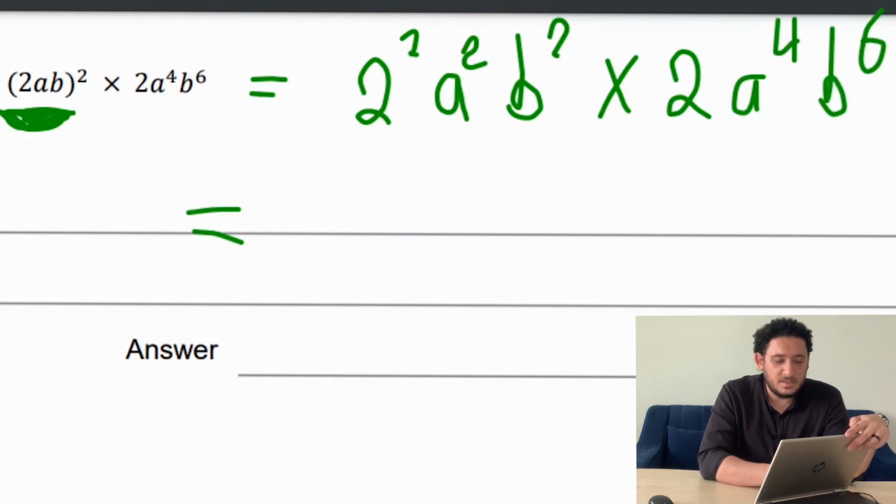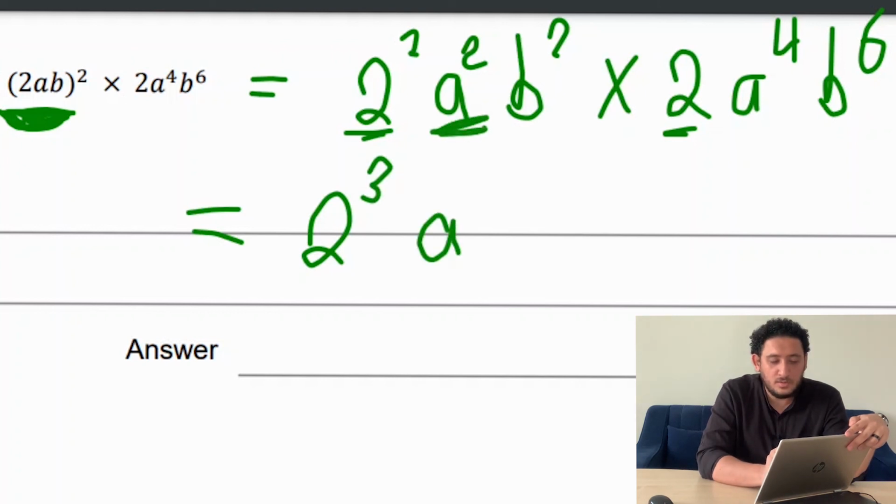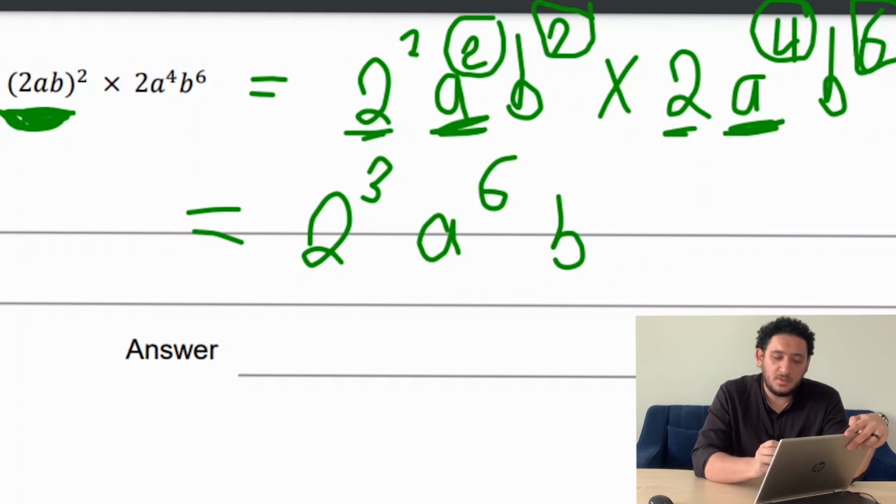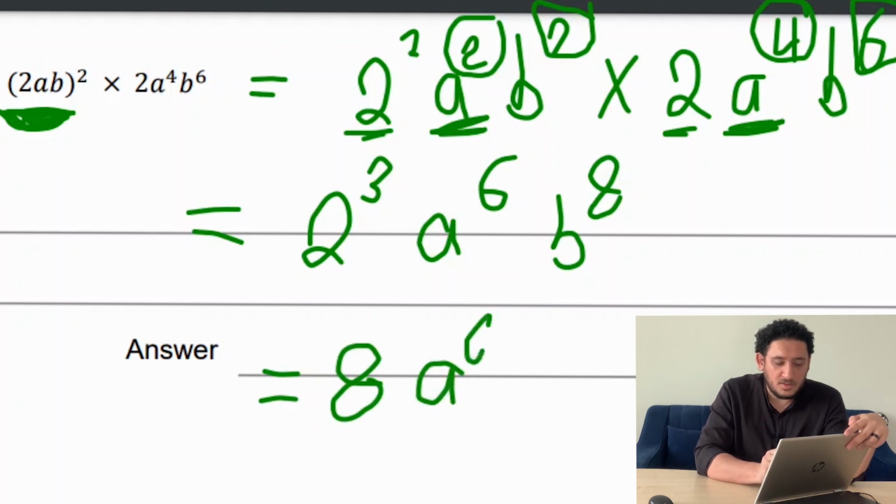Now we can multiply 2 power 2 by 2. It means 2 power 3. A power 2 is multiplied by a power 4. We can add, of course, the powers or the indices here. It will be a power 2 plus 4. 2 plus 4 means 6. B power 2 and 6. 2 plus 6 equals 8. So the final result for this expression is 2 power 3, means 8, a power 6, b power 8. That's it.